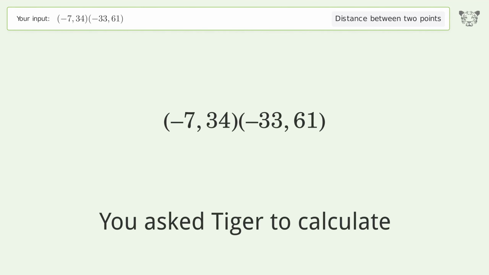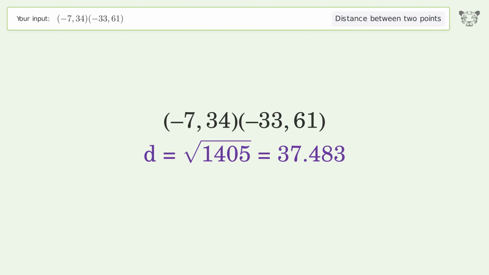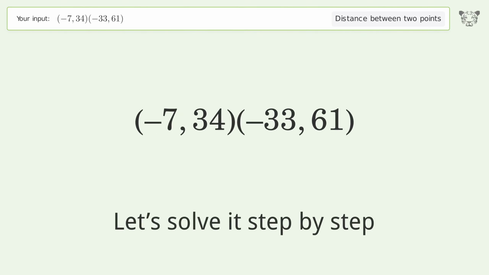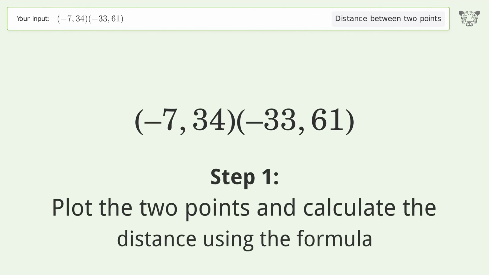You ask Tiger to calculate. This deals with the distance between 2 points. The distance between the 2 points is the square root of 1405, or 37.483. Let's solve it step by step. Plot the 2 points and calculate the distance using the formula.